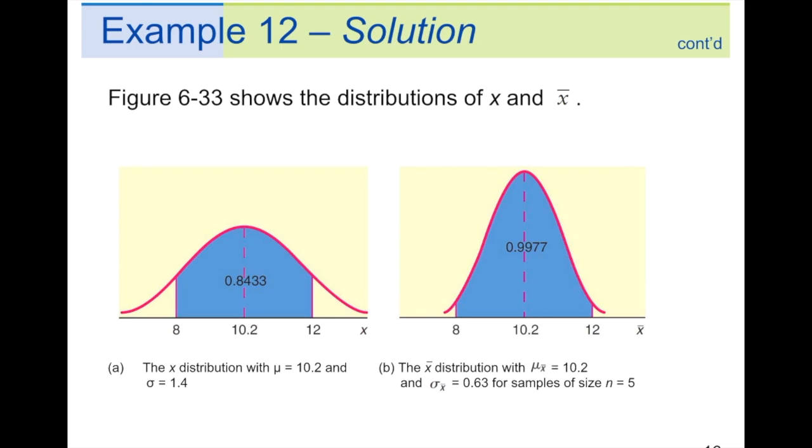So we have these two graphs. The first is the x distribution with a much larger standard deviation, so it's much more spread out. The second is the x bar distribution, much smaller standard deviation, so it's much skinnier.